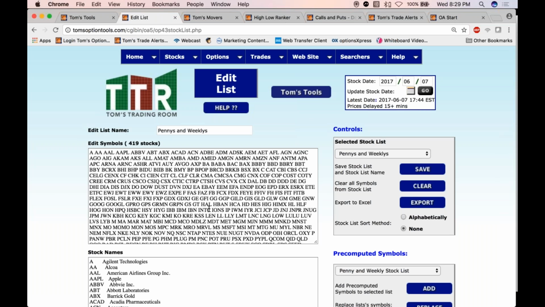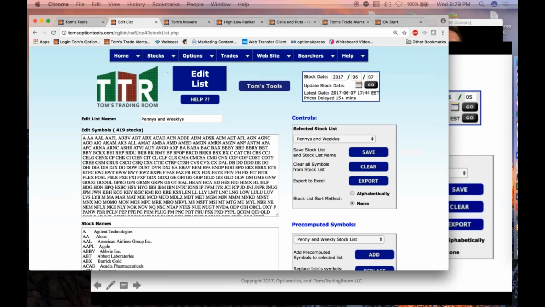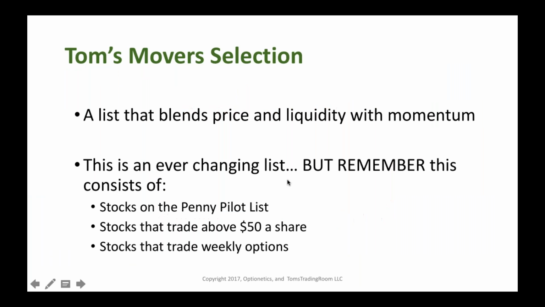You can set up many different lists within the site. But keep in mind, we came up with this idea from what the Chicago Board Options Exchange had, and then also filtering it down with weeklies. All right. From there, if you really want to get down to just the best of the best.